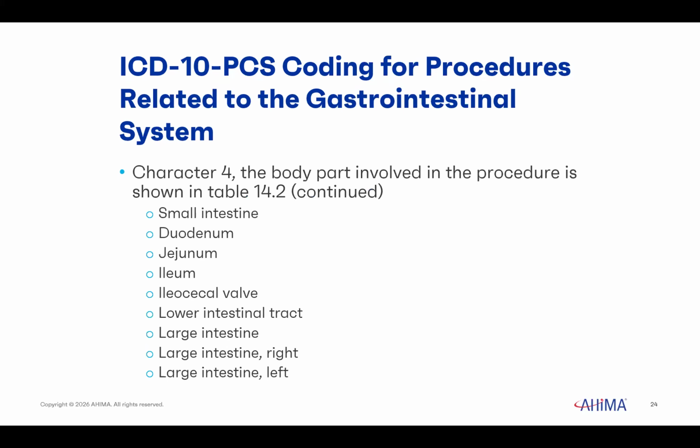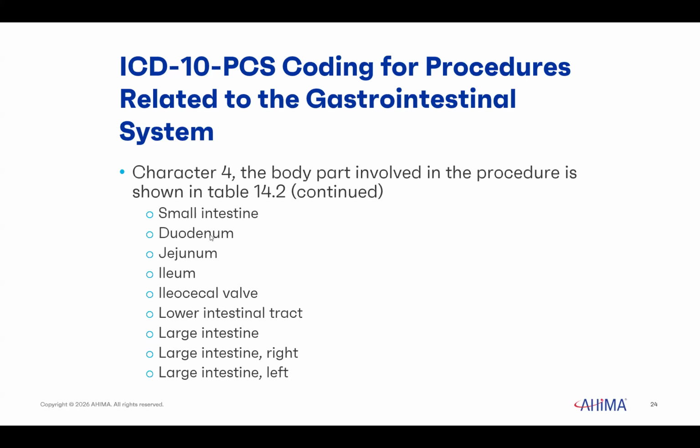Continuing on with table 14.2, we now move into the small and lower intestinal tract body part values. Take note how PCS distinguishes between the duodenum, the jejunum, the ileum, and the ileocecal valve, as well as the right and left portions of the large intestine. This level of specificity directly affects the code's accuracy. So even seasoned coders use these types of diagrams to make sure that they are getting the correct body part.